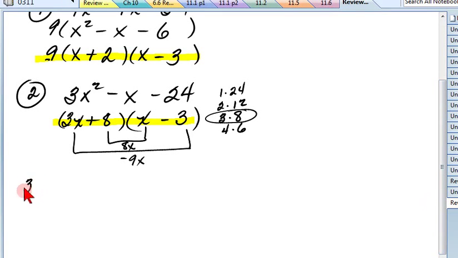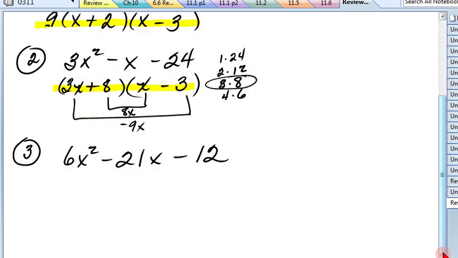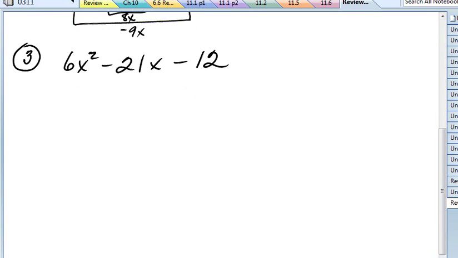All right, number 3. I have 6x squared minus 21x minus 12. Do I have a common factor? Yes, 3. 3 goes into 6x squared, 2x squared times. 3 goes into 21x, 7x times. And 3 goes into 12, 4 times. So I'm going to keep the 3, don't lose that factor.